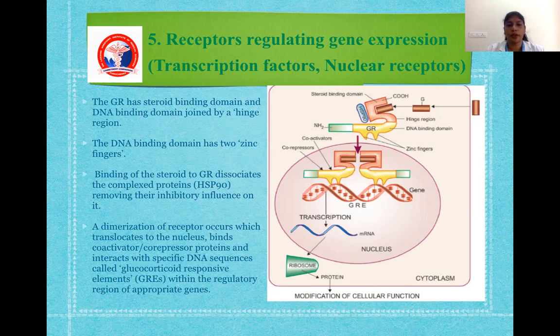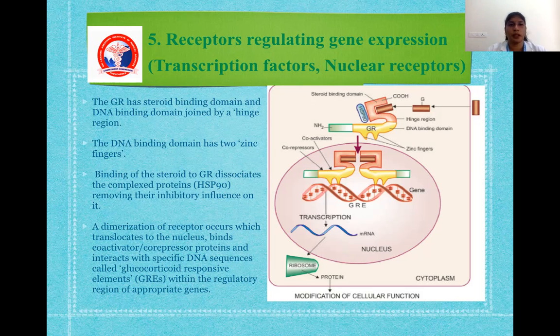Glucocorticoid responsive elements are very important for the transcription and translation processes. This is how the receptor acts when the nuclear receptors are present. So we discussed the ion channel receptor, transmembrane enzyme receptor, transmembrane JAK-STAT receptor, and the receptor regulating gene expression, which is the nuclear receptors. An example of a nuclear receptor: you can take thyroid receptors and also steroid receptors.